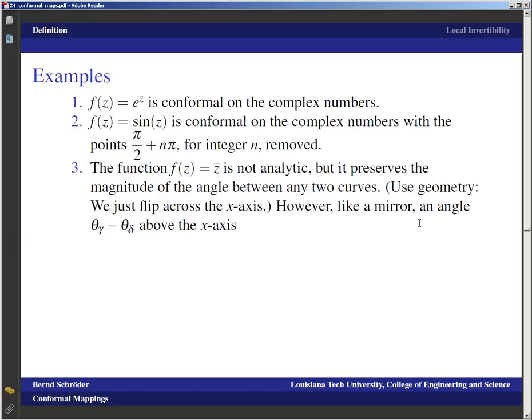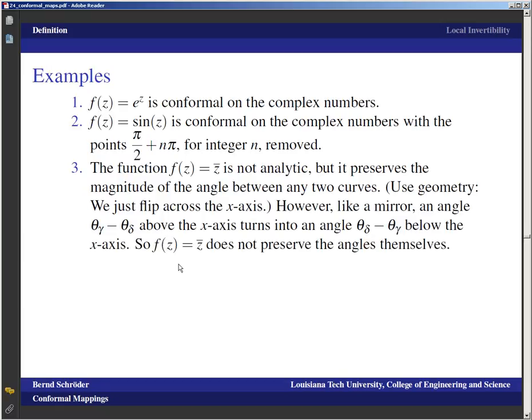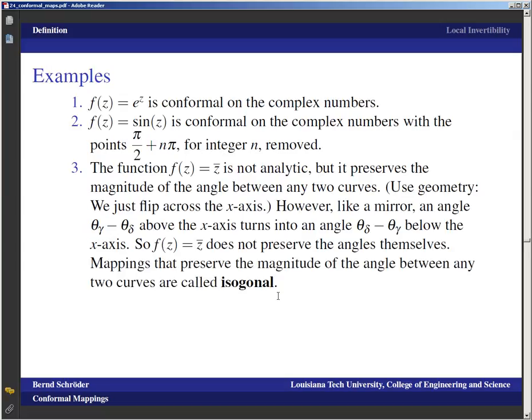But we've got to be careful, just like a mirror, an angle theta gamma minus theta delta above the x-axis turns into the angle theta delta minus theta gamma below the x-axis. So f of z equals z bar does not preserve the angles themselves. And mappings that preserve the magnitude of the angle between any two curves, those things are called isogonal. I hope I'm saying that right.